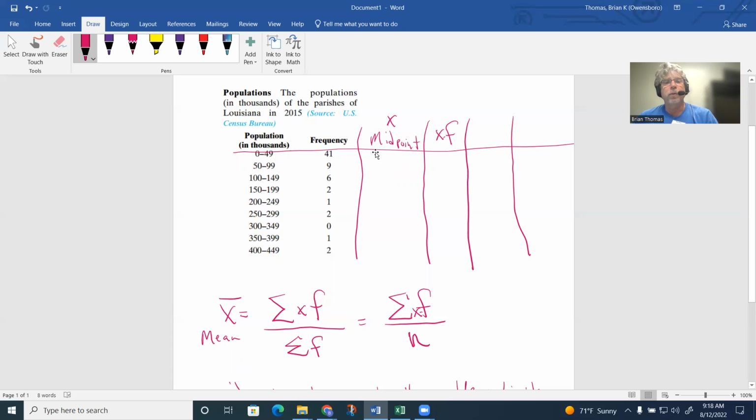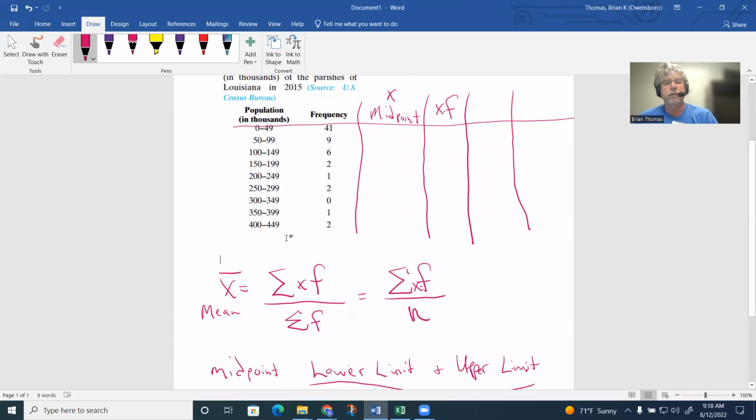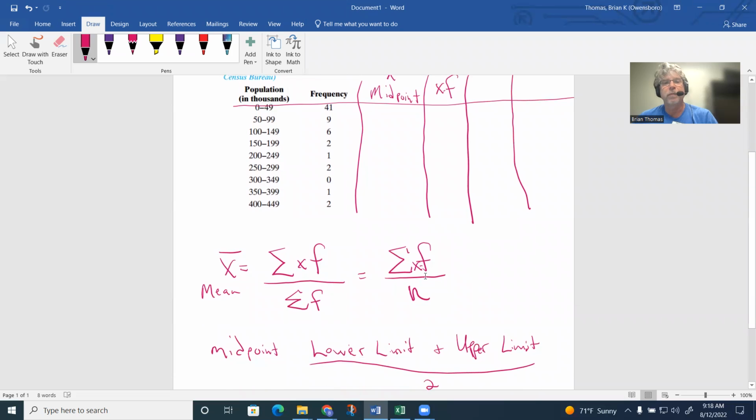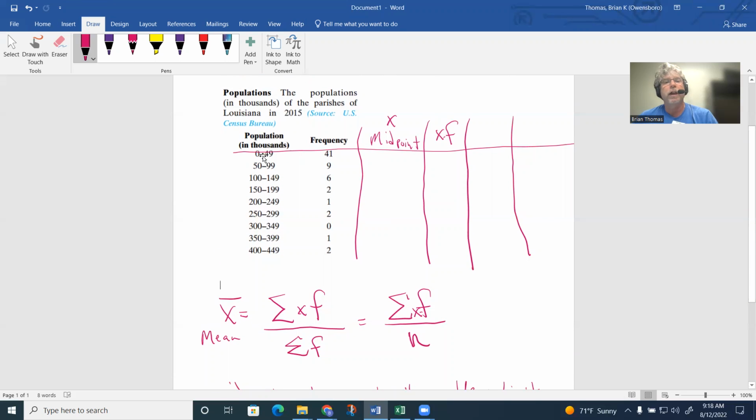To find the midpoint to start with, we add the lower limit to the upper limit and then divide by 2. So we're looking for halfway between 0 and 49. I'm just going to use my calculator by hand here. 0 plus 49 is 49, and if we divide by 2, we get 24.5. Then if I add 50 plus 99 and divide by 2, we get 74.5.